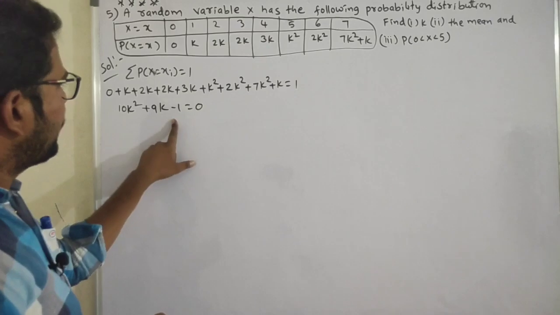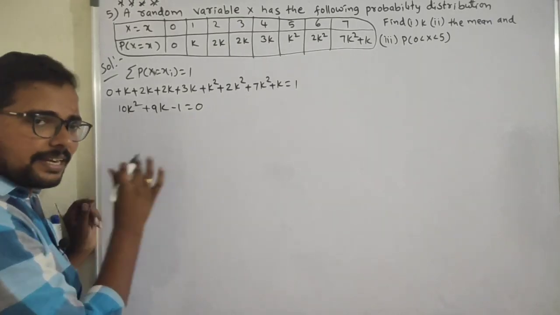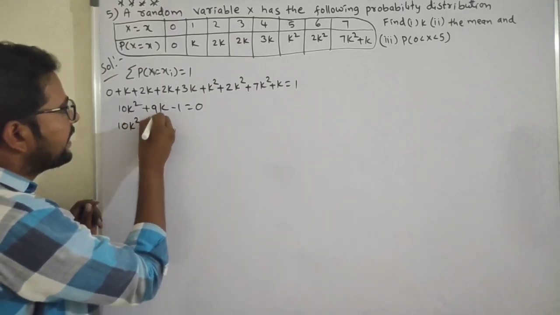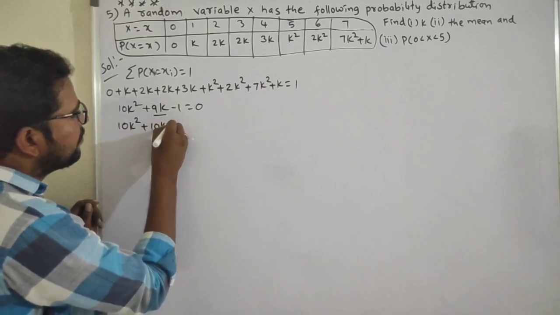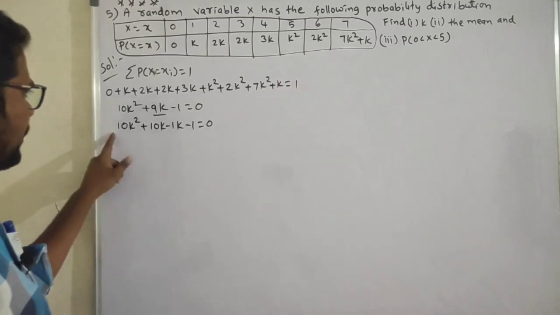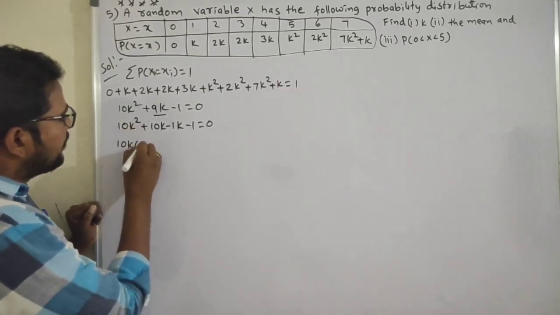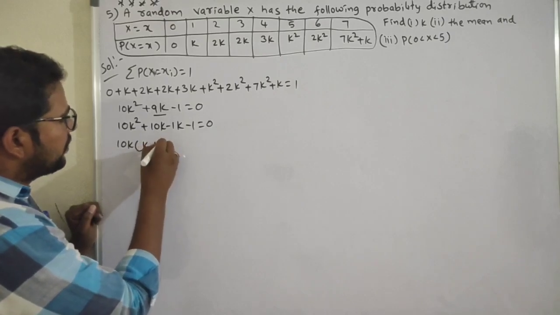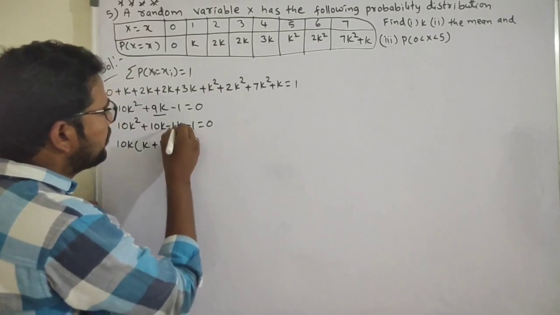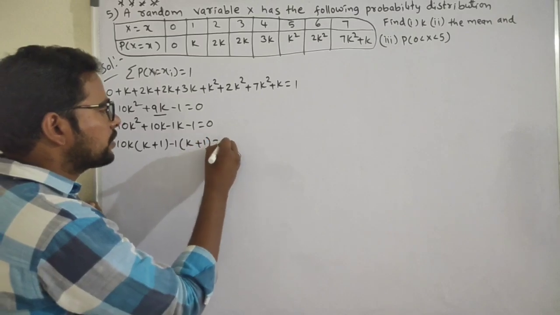So we have to factorize this one. We can write 9k as 10k minus 1k. So 10k square plus 9k, we can write this as 10k minus 1k, minus 1 is equal to 0. Take 10k common from the first two terms. What is the remaining? k plus 1. Take out minus 1 common from the last two terms. If you take minus 1, minus k becomes plus k, and minus 1 becomes plus 1, equal to 0.